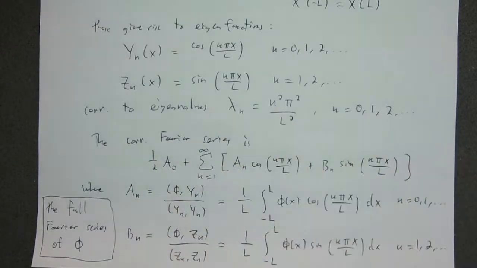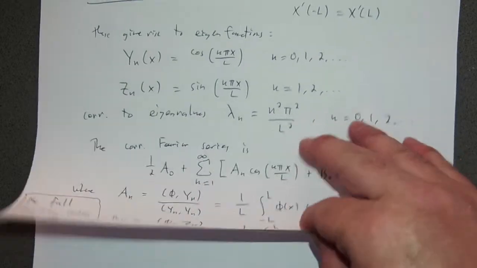Now, this list in the textbook includes one more, which is a mixed boundary condition. You can have a look at that if you want to, but these are the three most important ones. Okay.